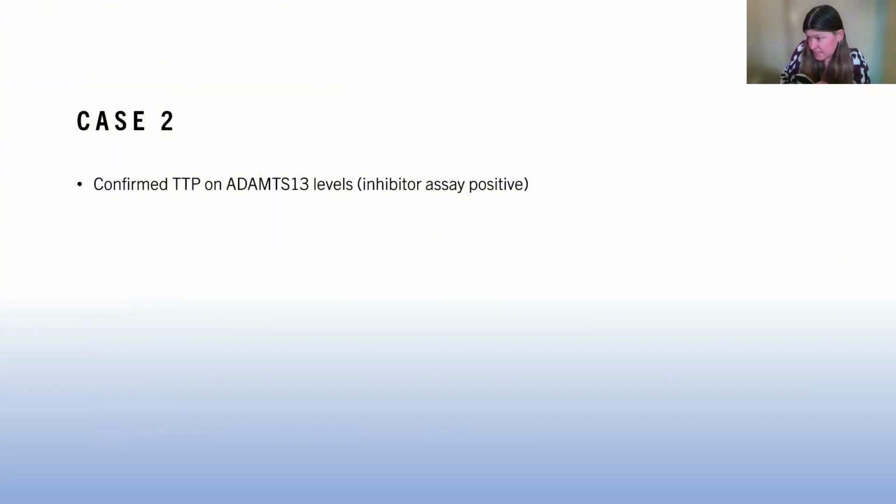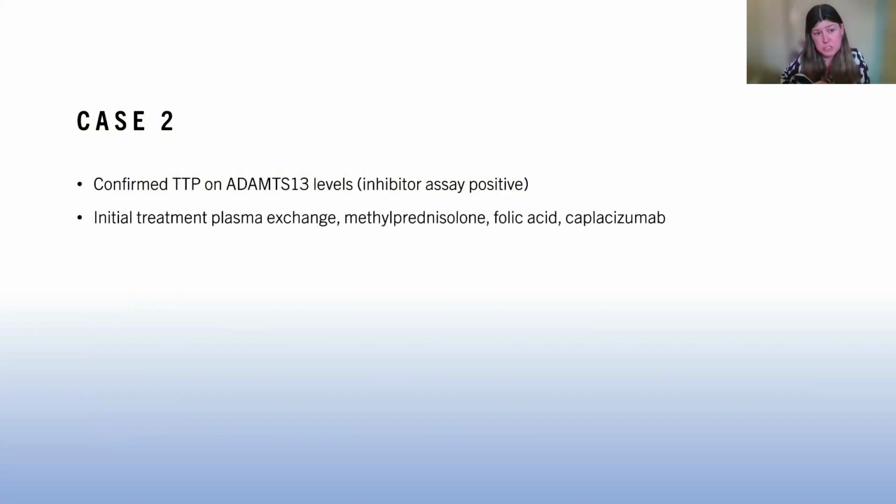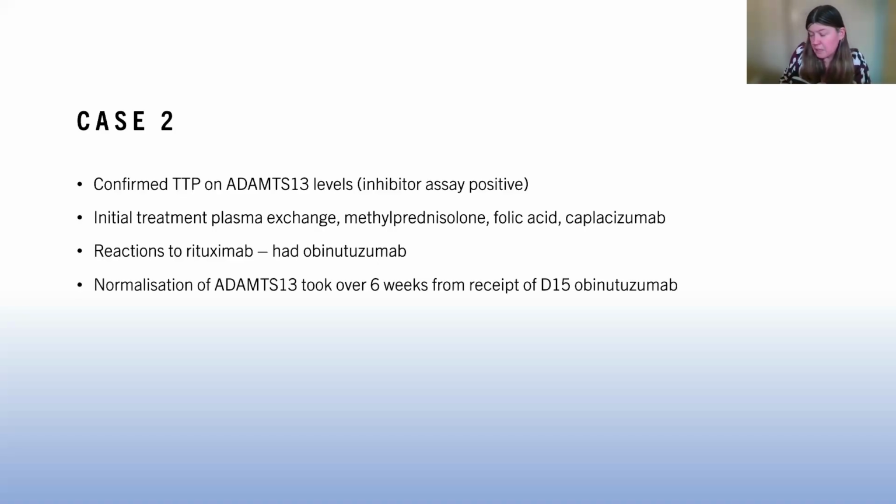So we went on to confirm that this lady did have TTP and she had a positive inhibitor assay. So what that tells us is that this isn't congenital TTP, it's autoimmune, but that result takes a little while to come back. So her initial treatment was plasma exchange, steroids, folic acid and caplacizumab. And I'll come on to talk about caplacizumab in a bit. Unfortunately, she reacted to rituximab, which we give for CD20 suppression. So she went on to have an alternative agent. And the normalization of her ADAMTS13 level took over 6 weeks after giving her that treatment.